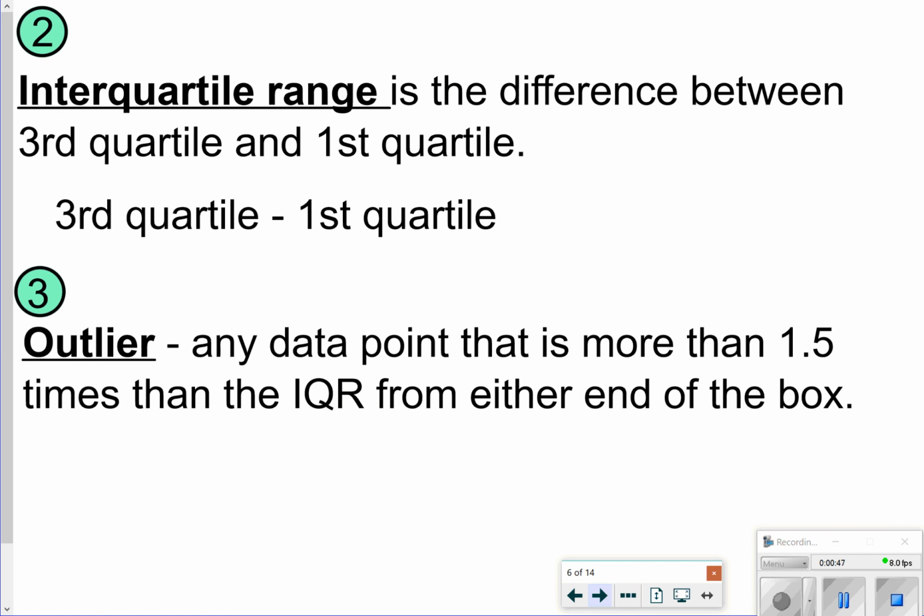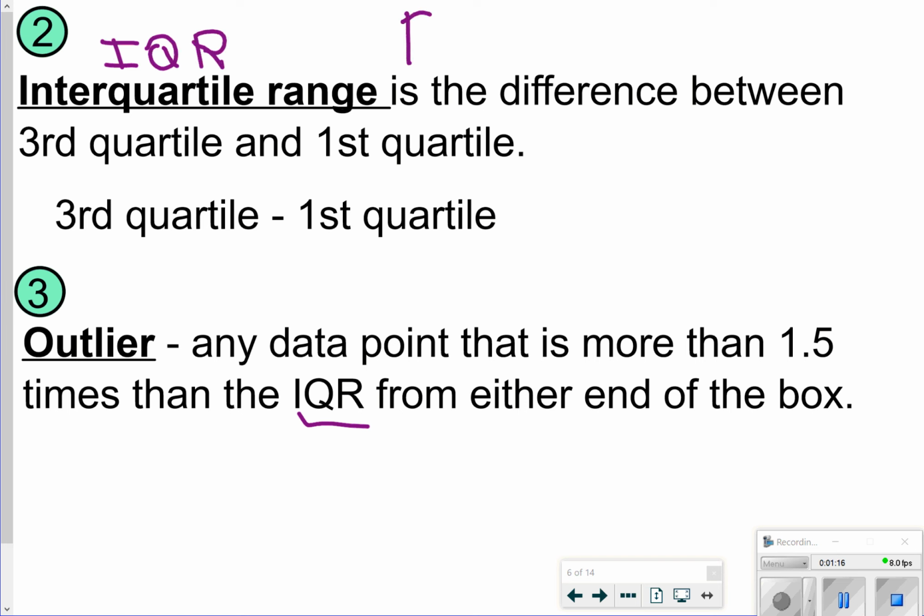So for number 2, we're going to talk about interquartile range, and that is just the difference between the third and the first quartile, or basically third quartile minus first quartile. Again, we're going to figure out how to find those quartiles. We also want to know what an outlier is, and that is any data point that is more than 1.5 times the interquartile range from either end of the box. And IQR again stands for this up here, interquartile range.